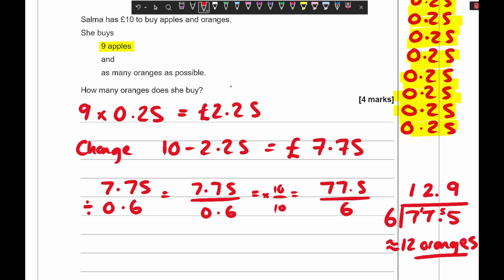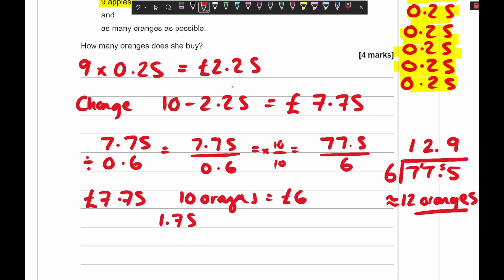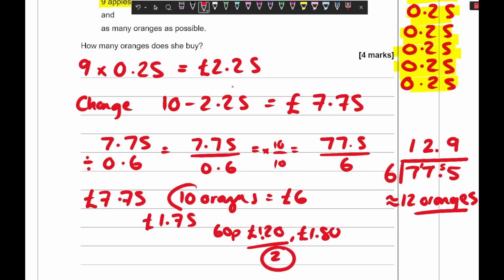Now, alternatively, another method you could use is that if we've got £7.75, then 10 oranges would equal £6, leaving me with £1.75. And then from £1.75, how many oranges can you buy at 60 pence? Well, it's going to be 60 pence, then £1.20, and then £1.80. So I can only buy 2 extra oranges. So if I add 2 and 10 together, I'm still going to get the answer of 12.